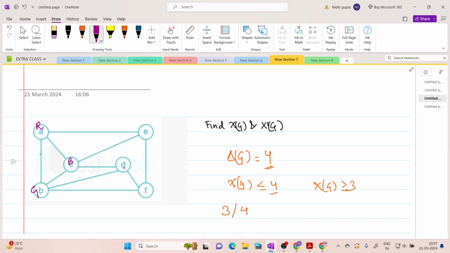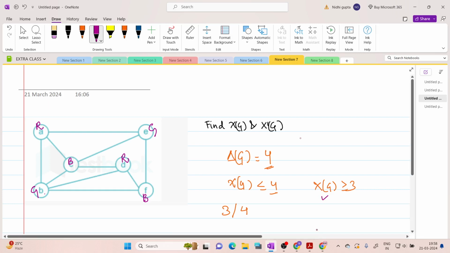Now what is the possibility for D? Since green and blue are adjacent, it's red. And for F, similarly, we can only give blue. And now for E, green. So we see that we are able to cover it with three colors.